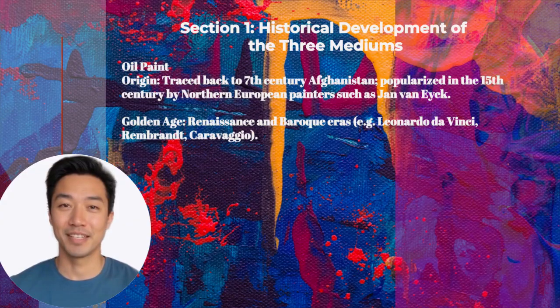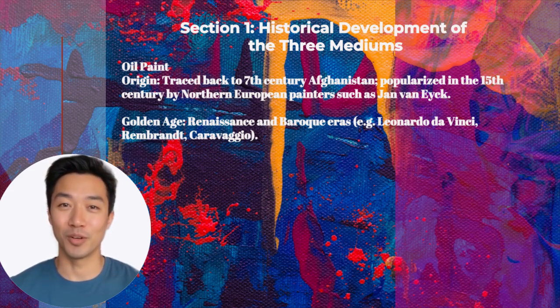Section 1. Historical development of the three mediums. Oil paint. Origin. Traced back to the 7th century Afghanistan. Popularized in the 15th century by Northern European painters such as Jan van Eyck. Golden Age. Renaissance and Baroque eras, e.g., Leonardo da Vinci, Rembrandt, Caravaggio. Reputation. Symbol of mastery and prestige in classical European art.